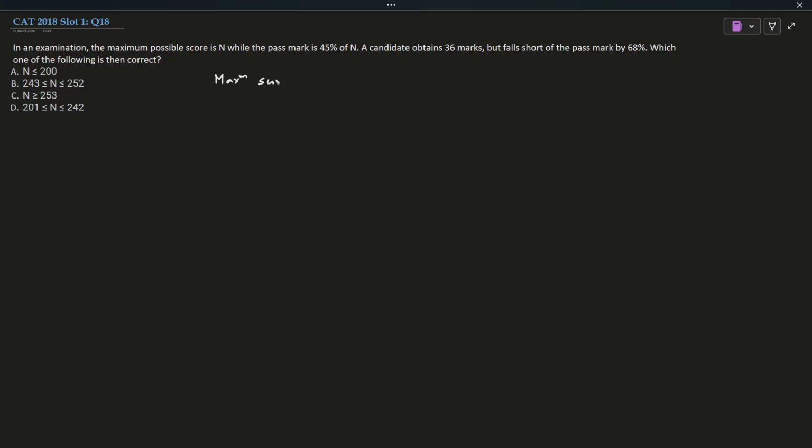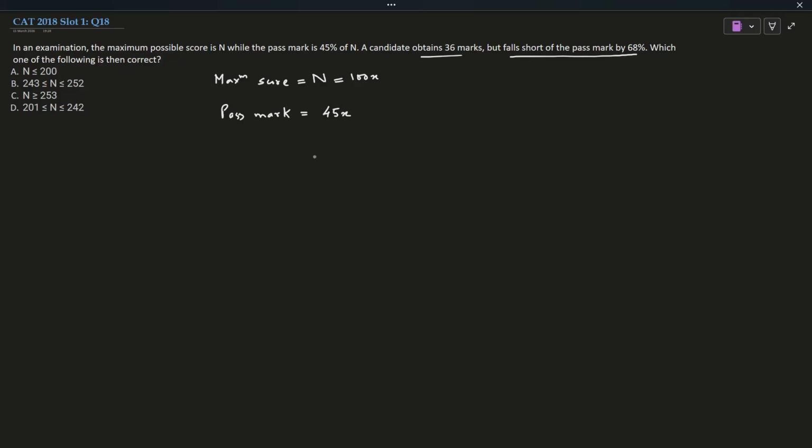Maximum score is given to us as n. Let's say n is equal to 100 times x. What will be the pass mark? Pass mark is 45% of n, so 45x. A candidate obtains 36 marks, but falls short of the pass mark by 68%. So he failed by 68% of the pass mark.